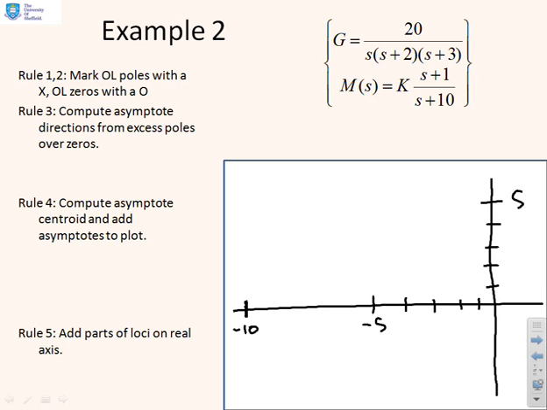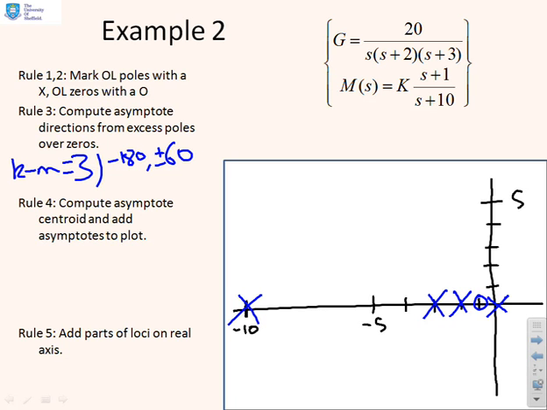Next, I'm going to mark down where are the poles and where are the zeros. So I have a pole here at the origin, a pole at -2, a pole at -3, and a pole at -10. I've also got a zero at minus 1. Next, work out the excess of poles over zeros. So in this case, I've got k minus m equals 3, and therefore my asymptote directions are going to be minus 180 and plus or minus 60.